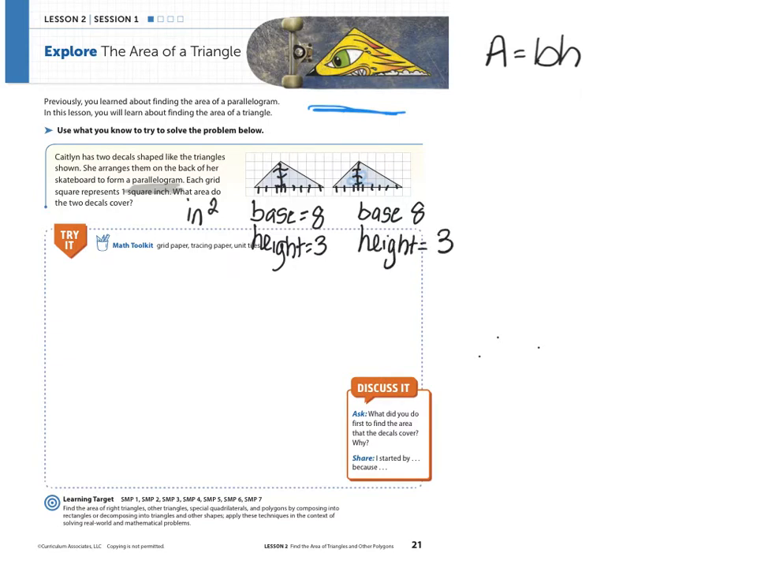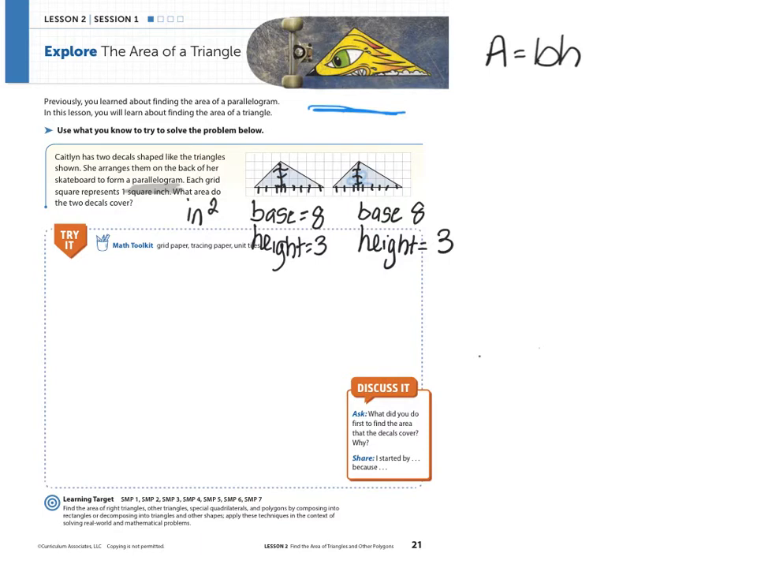Okay. Before we go any further, that's what we know. So we're not focusing on what we don't know. We're focusing on what we do know. We know the base. We know the height. We know the area of a parallelogram. When we're looking at these two, could we take these two triangles and make them into a parallelogram?